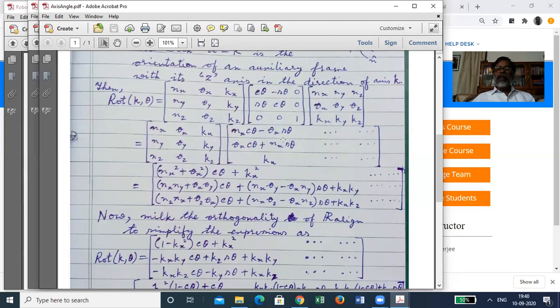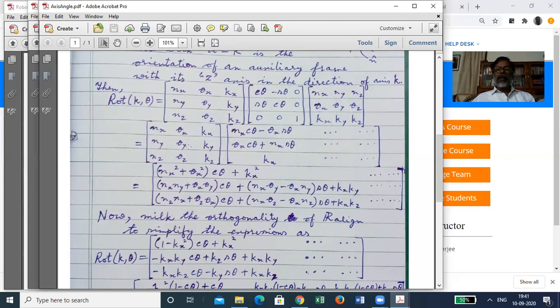So collect the cos theta terms: Nx into Nx and Ox into Ox. So that is this. Plus kx square is also in the line, so kx square is separately sitting. Now collect the sin theta terms also: Nx into minus Ox and Ox into plus Nx. So these two cancel out, so there is nothing there. And the third, kx square, comes here.